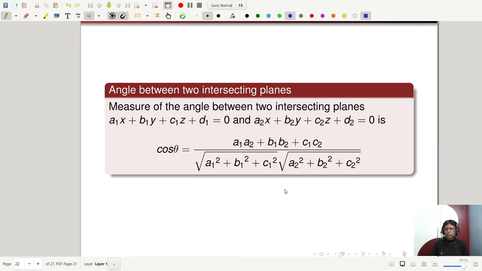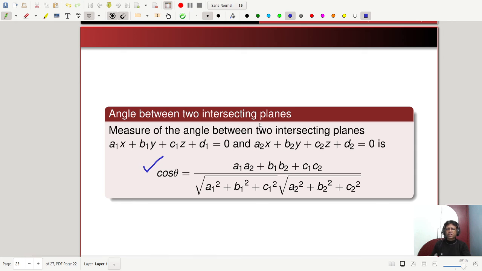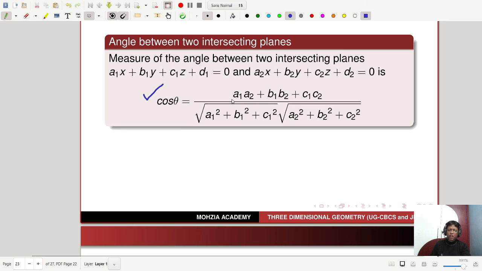Now I have to find out the angle between two intersecting planes, and that is given by cos theta equal to L1 L2 plus M1 M2 plus N1 N2, if L1 M1 N1 are the direction cosines. Actually, the angle between two intersecting planes is the angle between the normal vectors, given by the vector formula, because A1 B1 C1 and A2 B2 C2 are the normal vector components, not direction cosines. So you have to convert them into direction cosines.